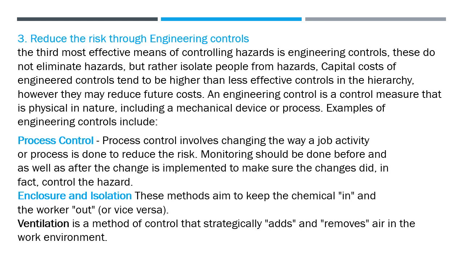Examples of engineering controls include process control. Process control involves changing the way a job, activity, or process is done to reduce the risk. Monitoring should be done before as well as after the changes are implemented to make sure the changes did, in fact, control the hazard. Enclosure and isolation. These methods aim to keep the chemical in and the worker out, or vice versa. Ventilation is a method of control that strategically adds and removes air in the work environment.